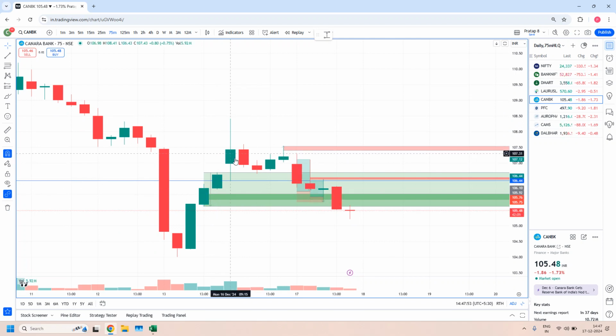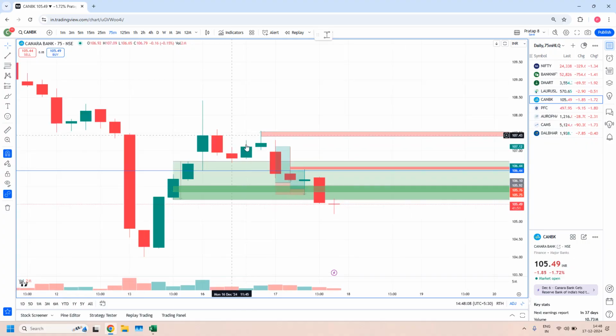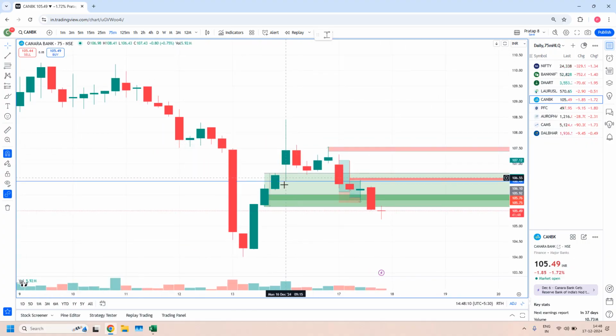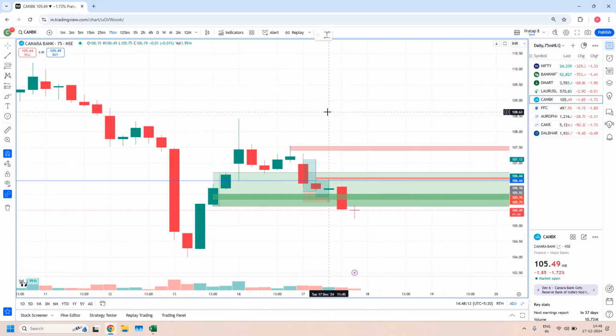Many of you will ignore this zone. Why will many of you ignore it? Because this candle does not have a 75% body. That way we will ignore it. But we learned our concepts in a different way at our NeoStock training program. You learned dynamic zones; in everyday HLQ analysis videos, I am explaining these dynamic zone concepts.